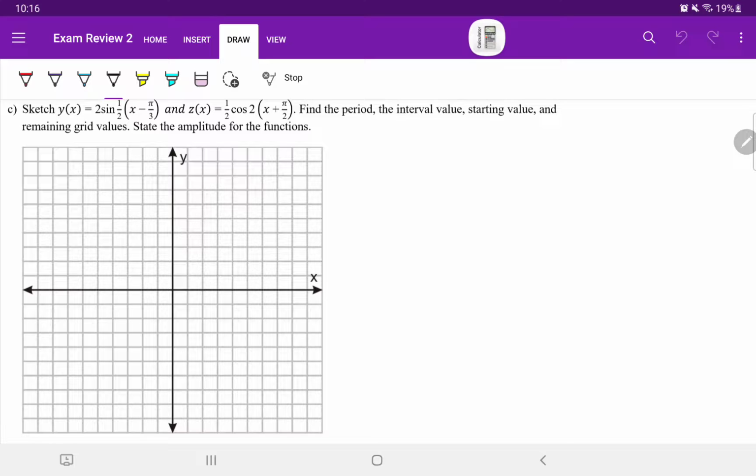So, sure thing. Start off with the period. Now remember, to find the period of a trigonometric function, that is 2 pi over k. And k is a number that's being multiplied inside with x or outside of the parentheses containing x. The function y of x equals 2 sine of 1/2 x minus pi over 3. My k, once again, is going to be 1/2.